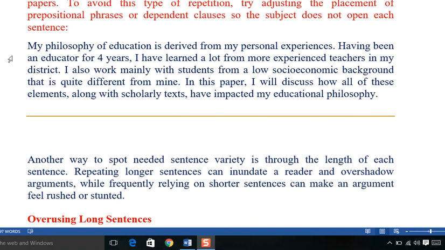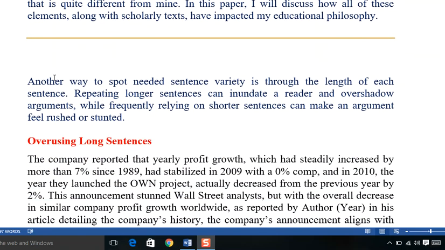And here it is revised. My philosophy of education is derived from my personal experience. Having been an educator for 4 years, I've learned a lot from more experienced teachers in my district. I also work mainly with students from a low socio-economic background that is quite different from mine. Now, it is the variation that he has chosen. In this paper, I will discuss how all these elements, along with scholarly texts, have impacted my educational philosophy. Here he has broken it into phrases. Clear?